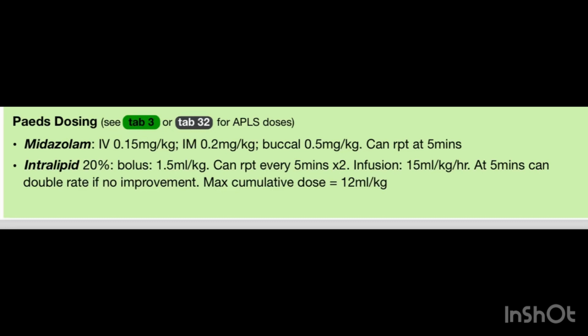Pediatric dosage: midazolam IV 0.15 mg per kg, IM 0.2 mg per kg, buccal 0.5 mg per kg, can repeat at 5 minutes. Intralipid 20%, bolus 1.5 ml per kg, can repeat every 5 minutes. Infusion 15 ml per kg per hour, can double the rate if no improvement. Maximum cumulative dose equals 12 ml per kg. This is the dose for pediatrics. The dose for adults we already mentioned at the start of the crisis management card.